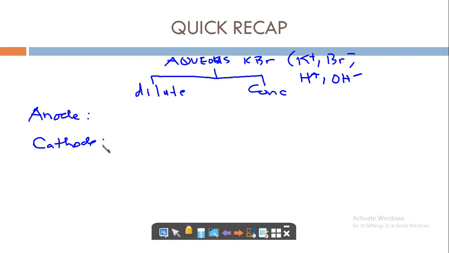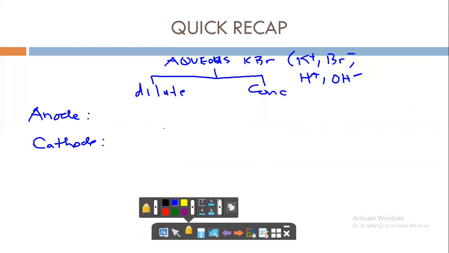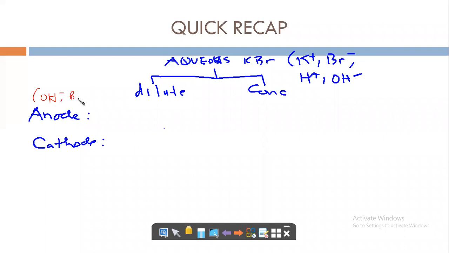So for this example here, at the anode we have OH minus and we have Br minus. They will move there. That's for both, dilute or concentrated. At the cathode, these 2 ions will move towards, that will be K plus and H plus. Now, the difficult part for this type of questions is for you to choose which one will be discharged at the electrode, and they will be oxidized or reduced. Only one of each will be discharged at the electrodes.